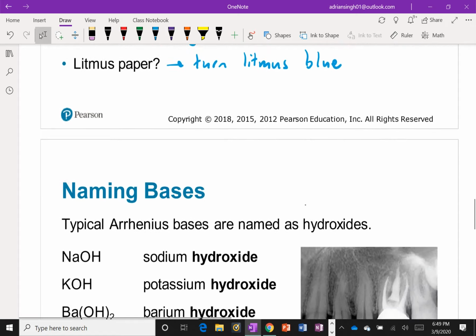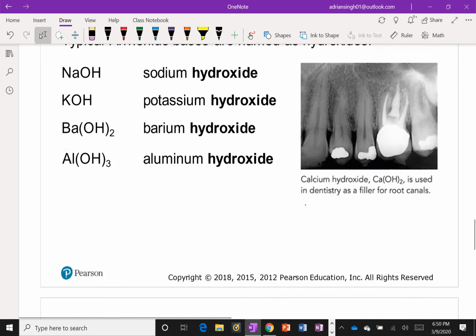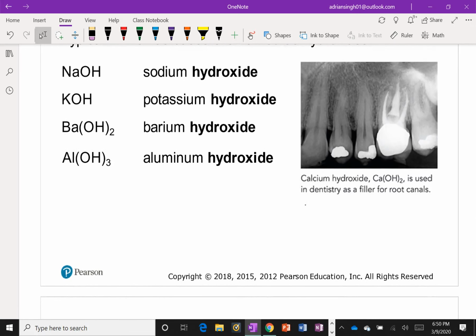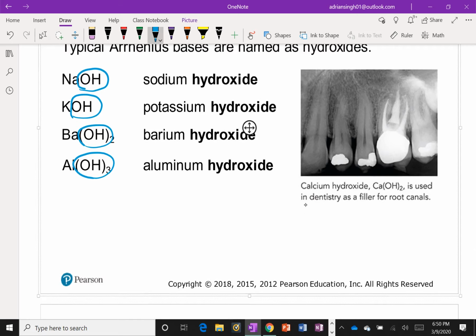In terms of what we're going to look for in a base, I mentioned that typically you're going to find the hydroxide ion, the OH, as part of their chemical formula. And that's what you're going to see in most cases where bases contain that hydroxide. So sodium hydroxide, for instance, would be an example of a base. The one at the bottom, aluminum hydroxide, is often found in a lot of your antacid type drugs. Sodium hydroxide is a very, very common base.